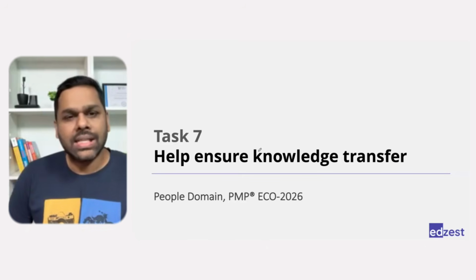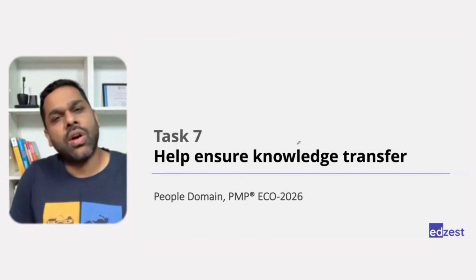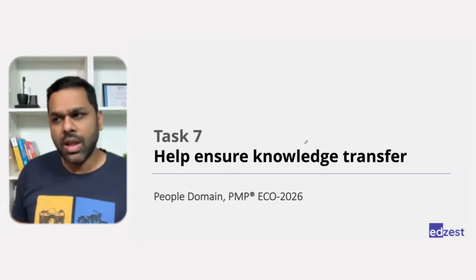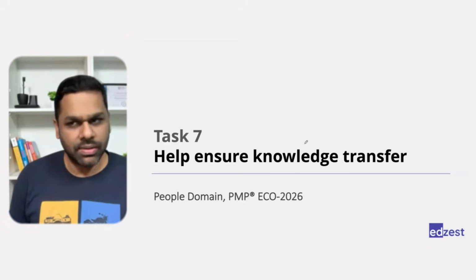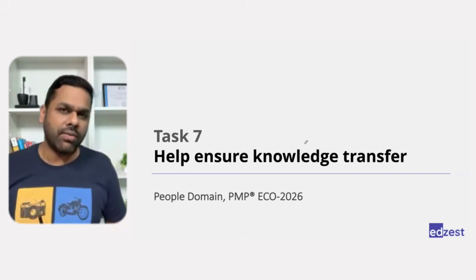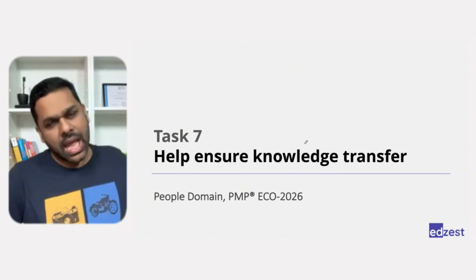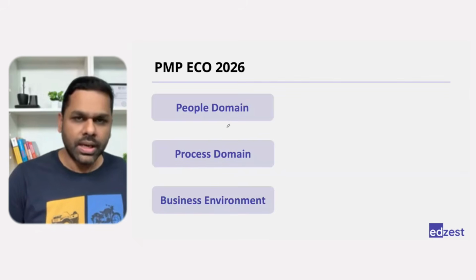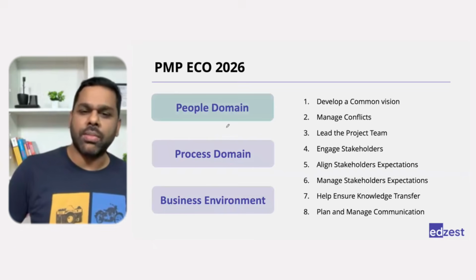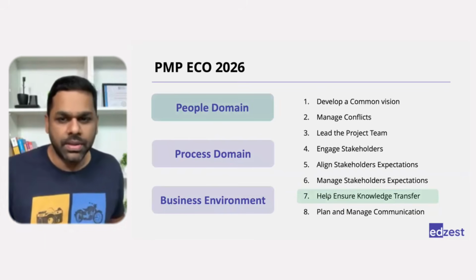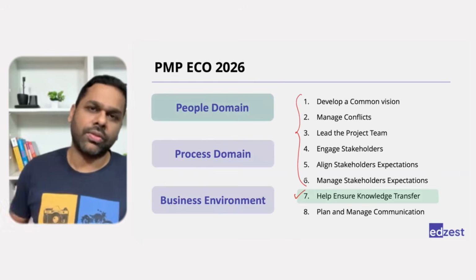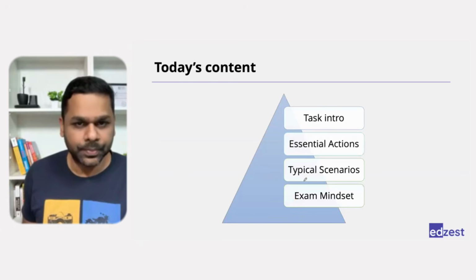Now, the task name is help ensure knowledge transfer. So similar to all the other tasks that we have covered so far in the people domain, we would discuss what the task is. We will discuss why it is important. We'll try to understand some scenarios which will help you in understanding what could be there in the exam from this particular task and the mindset. Right? So trying to map this task. So in people domain, we are talking about the 7th task, help ensure knowledge transfer. We have covered the other 6 tasks so far. Now we are discussing the 7th.